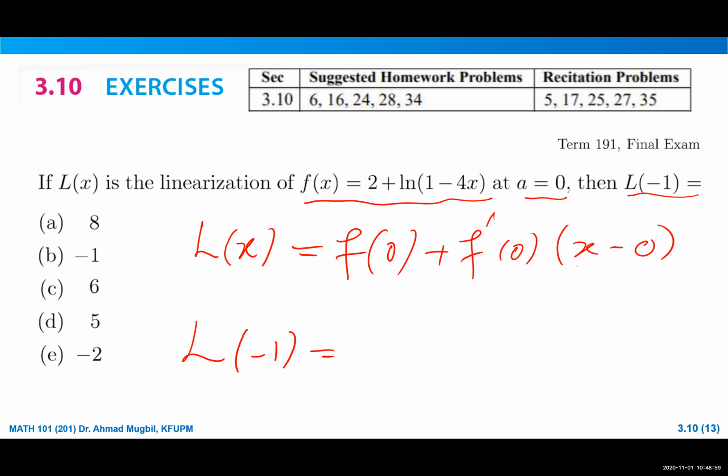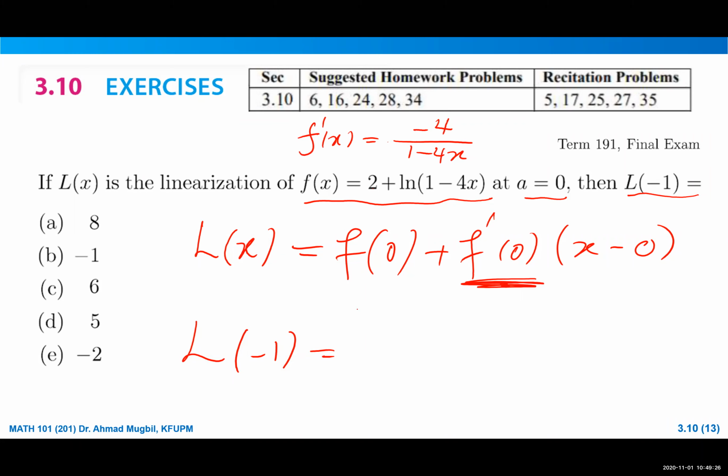So what is the main part here? It is the derivative. If you are going to make a mistake, you will make it here in calculating the derivative. The derivative of this function is what? The derivative of 2 is 0 plus the derivative of ln(1 minus 4x). What is it? It will be 1 over, and in the denominator here, we'll write -4, the derivative of the expression.